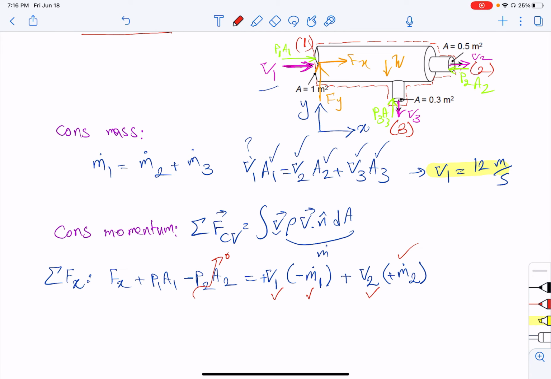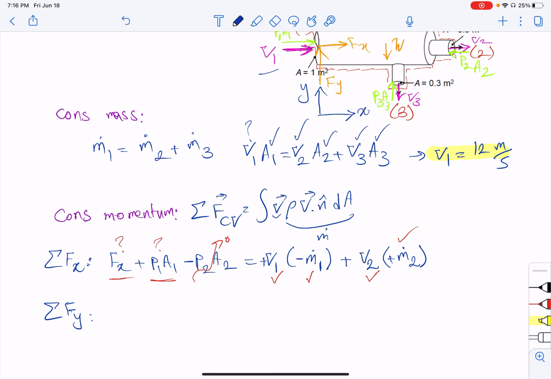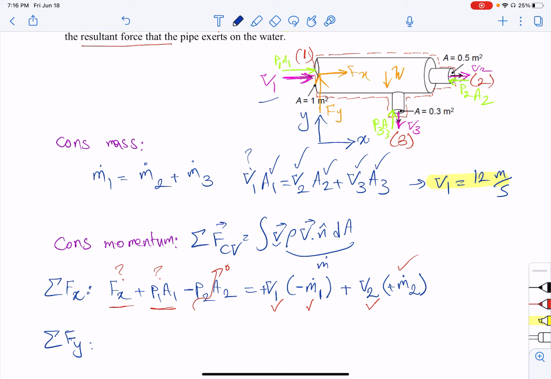So what do I have then? I don't have Fx and I don't have P1. So I have one equation, two unknowns, and I'm already using my mass equation, the conservation of mass. So it means that I need another equation. So let's also write down the linear momentum for the y direction. For the y direction, if we look at the pipe, we have Fy, which we consider to be positive in the y direction. Then we have a weight, which is negative.